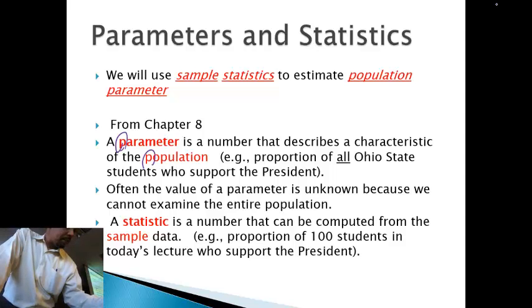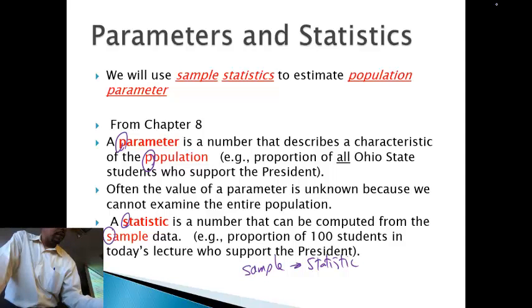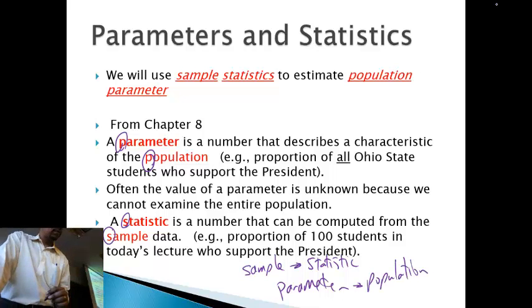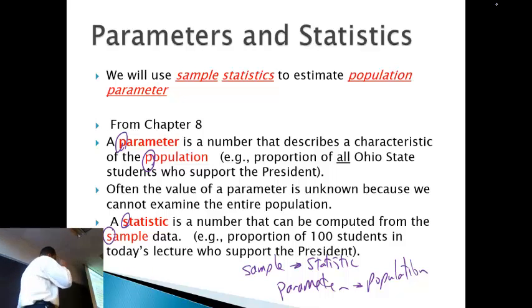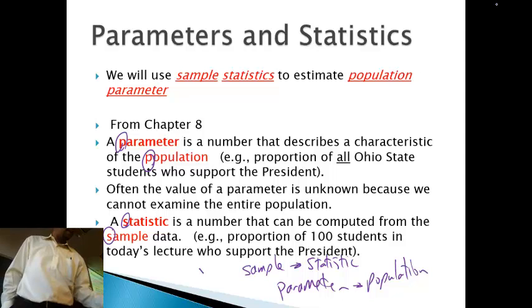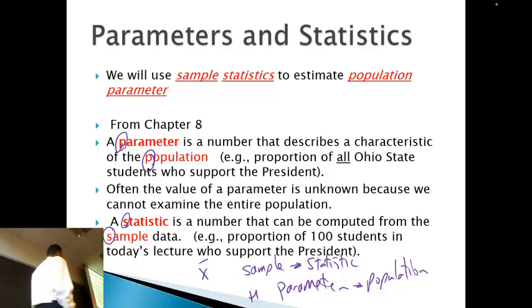P for parameter, P with population, S for statistic, S for sample. So sample goes with statistic, and parameter goes with the population. So the sample mean is X bar, but the population parameter is mu. The average for 10 people is X bar. The average for the entire Ohio State student body is mu.